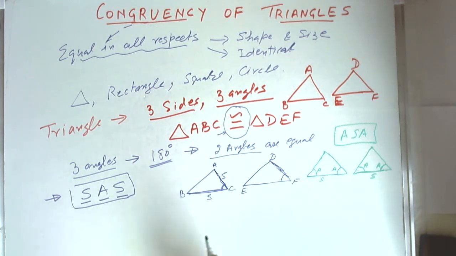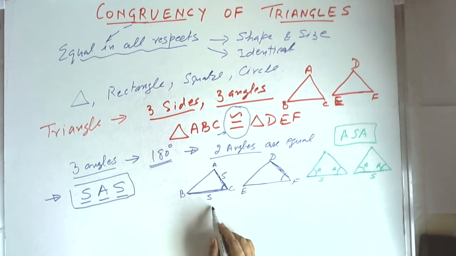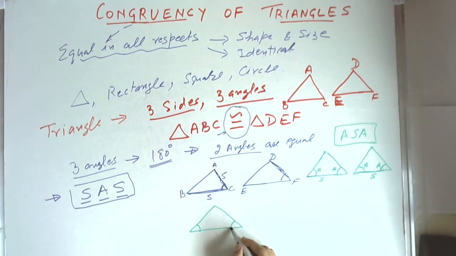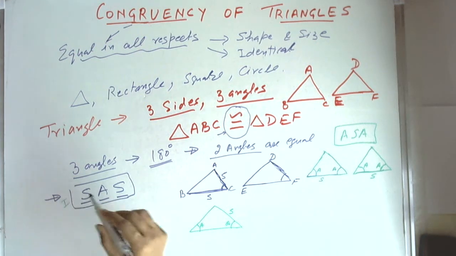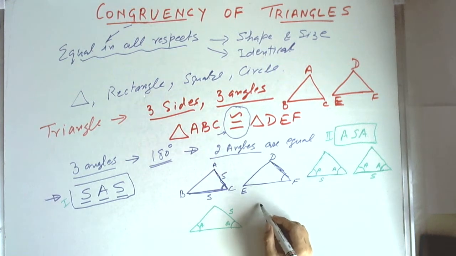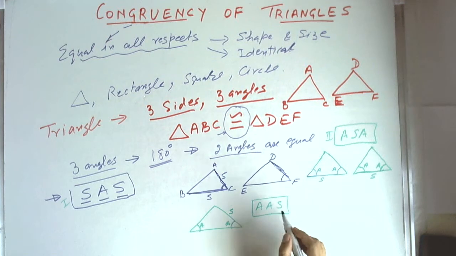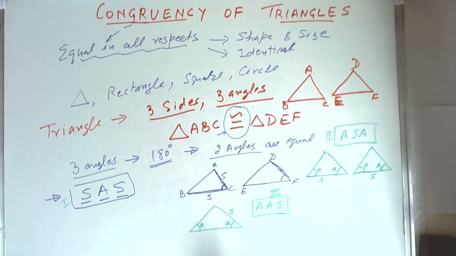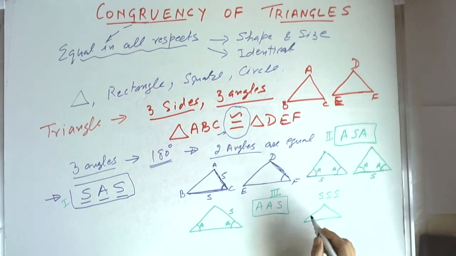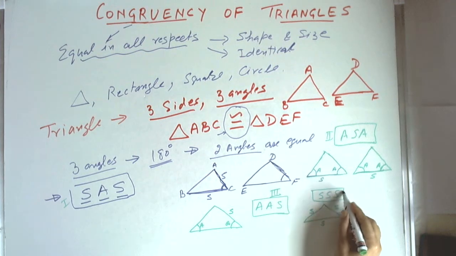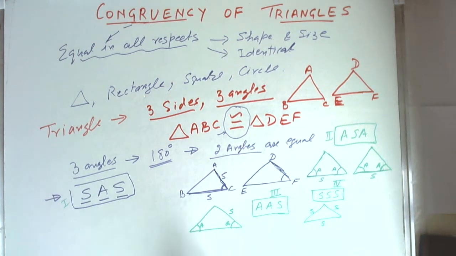The third rule is AAS, angle angle side. So again, we take an angle and then another angle and this side, angle angle side. So this was first, this was second, and the third rule is angle angle side. And the fourth rule is SSS. That means all three sides are equal. So this is the fourth. So basically there are four rules for triangles to be congruent.